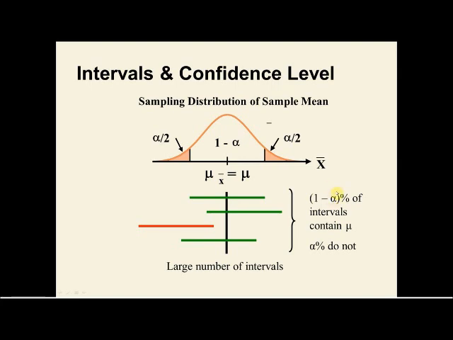So this puts a precise definition to what we mean by 90% confidence. So let's say 90% confidence. Alpha would be 10. 1 minus alpha would be 90. What that means is that if I take a random sample and I calculate its sample mean, x bar, then this interval here will capture the mean, the population characteristic, 90% of the time. It will fail to capture it 10% of the time.